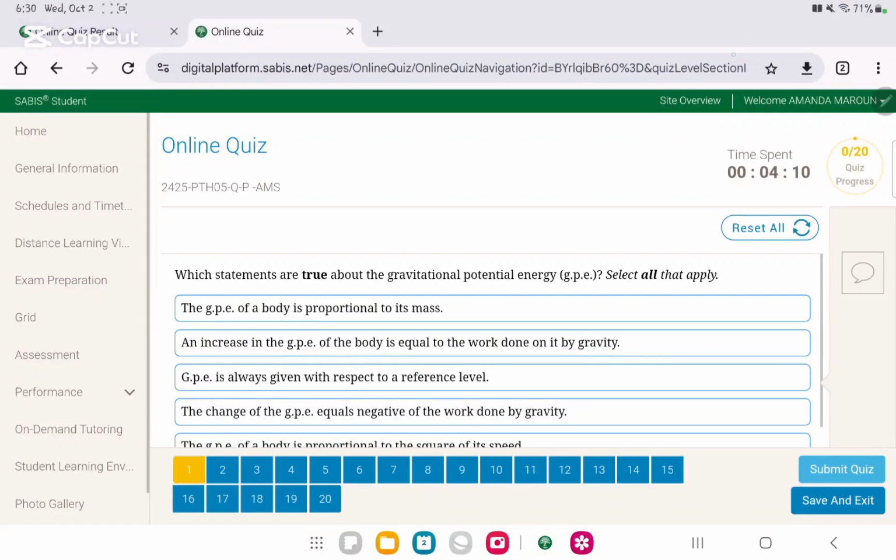Hi guys, today I'll be explaining the chemistry quiz of term 1 week 6. So let's start. Which statements are true about the gravitational potential energy? We refer to gravitational potential energy as GPE or EP.